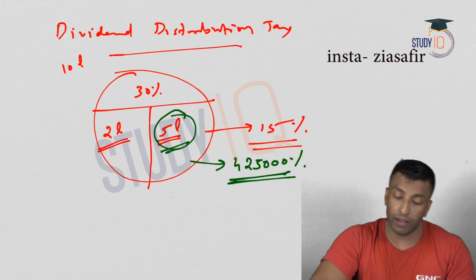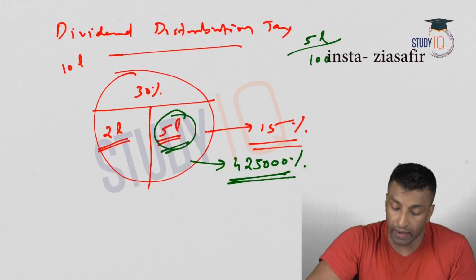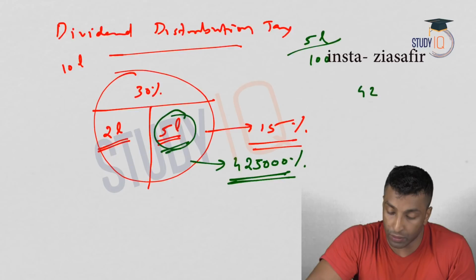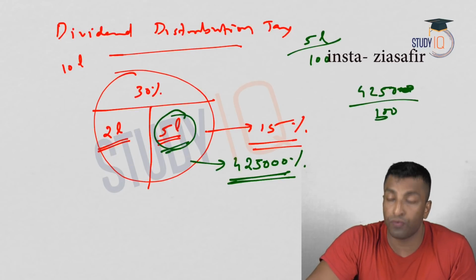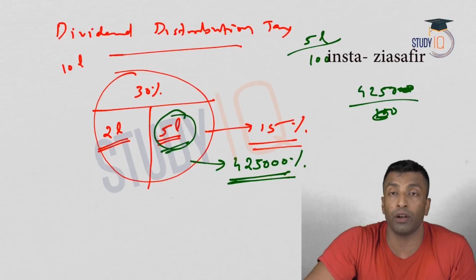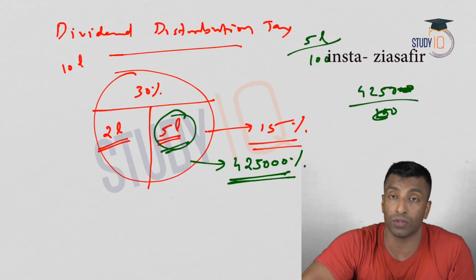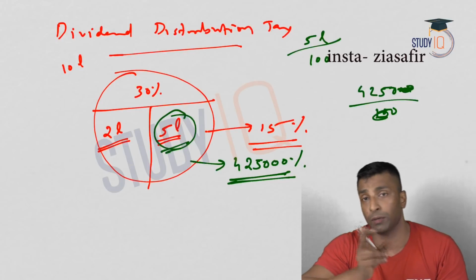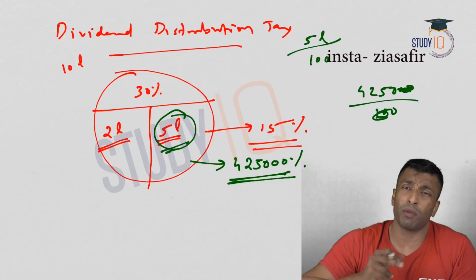So it's not that, let's suppose 100 shareholders are there, it is not 5 lakh divided by 100, it is 4,25,000 divided by 100. So effectively one person is getting 4,250, not 5,000. Okay, so one dividend is not 5,000, it is 4,250. That 15% is actually deducted. Okay, so what is the problem here?